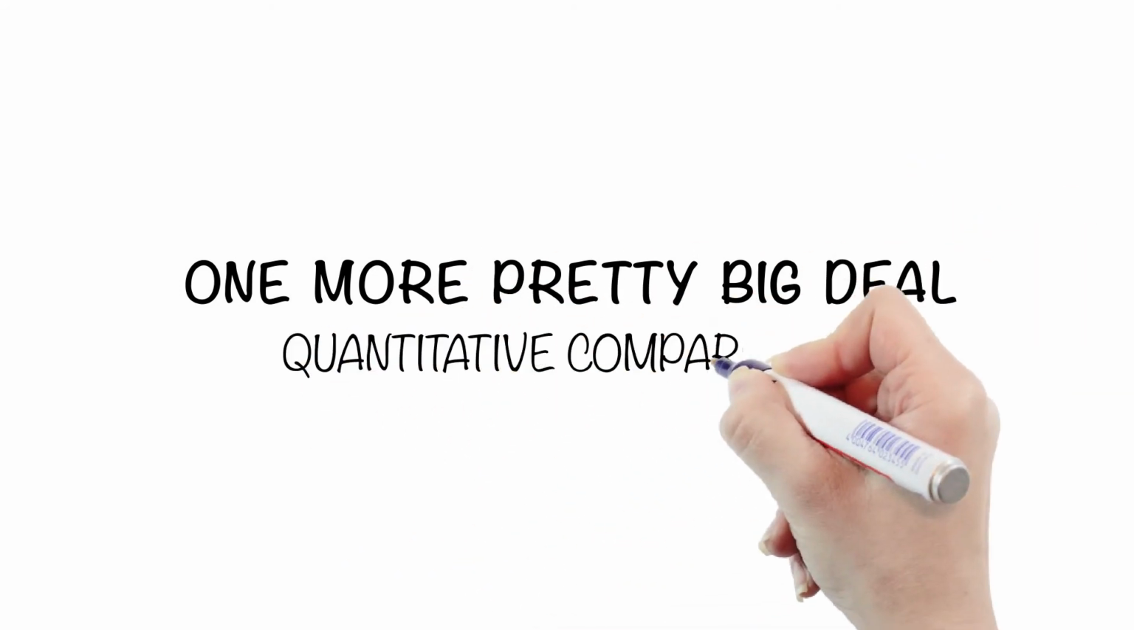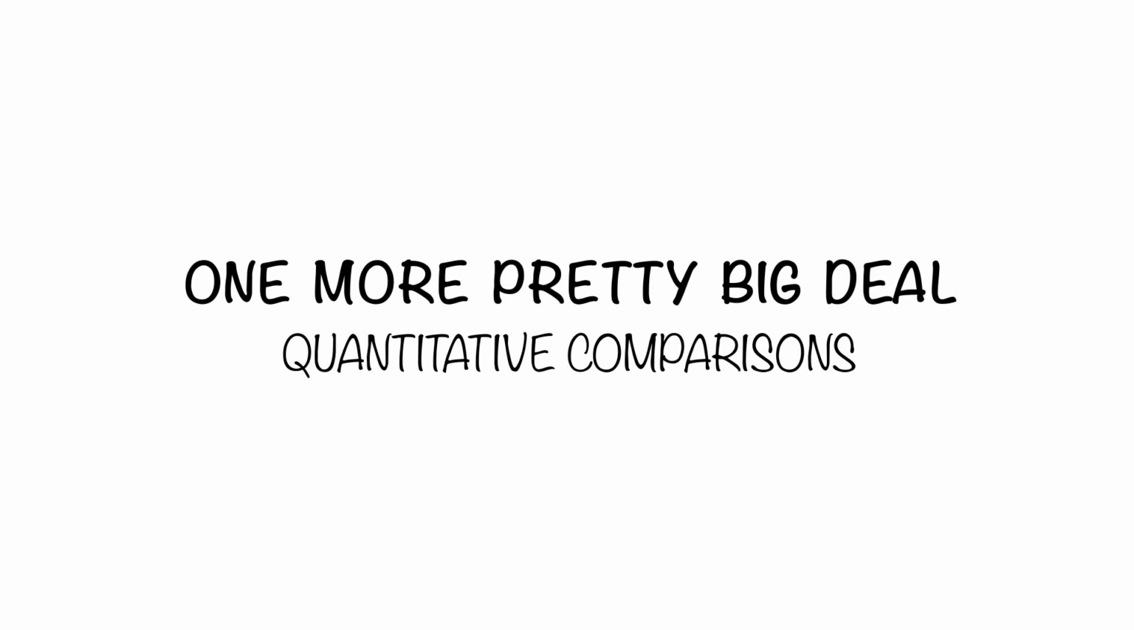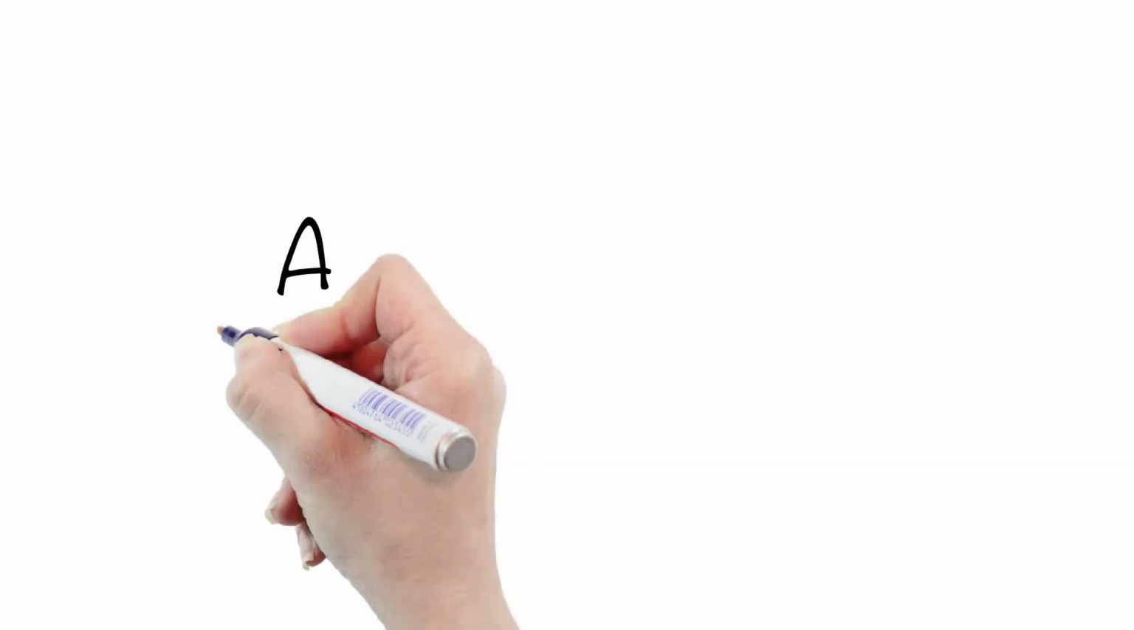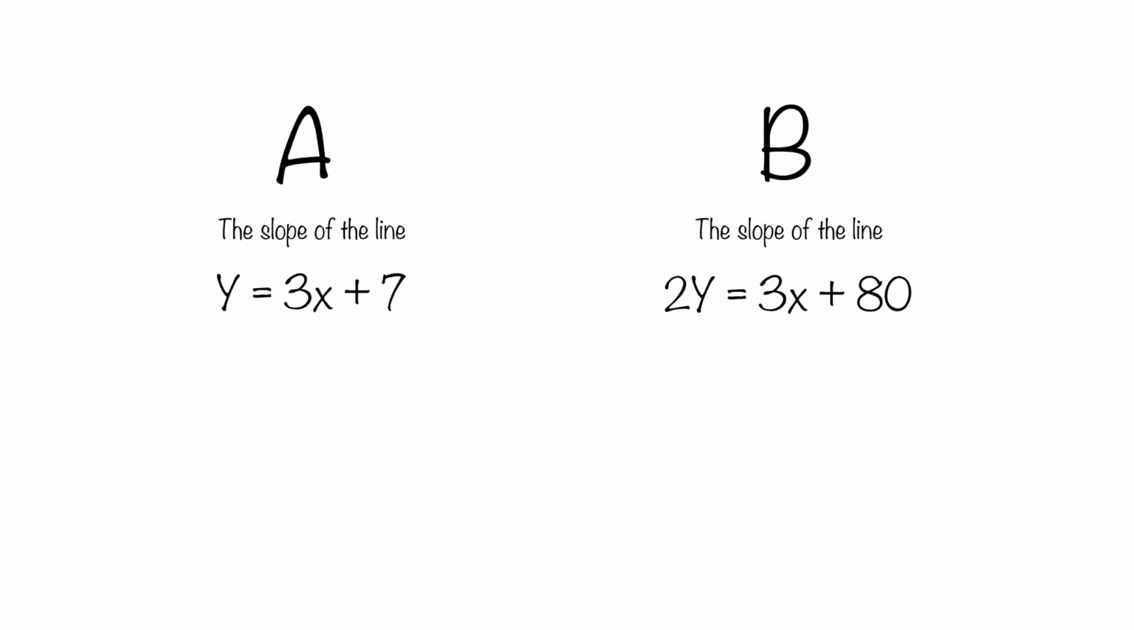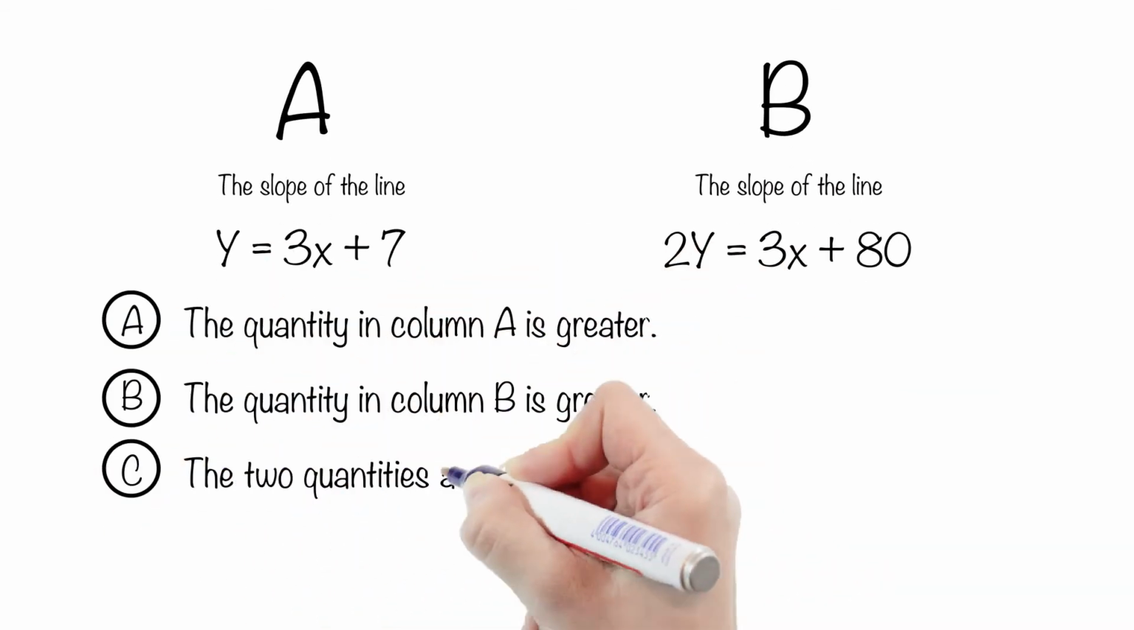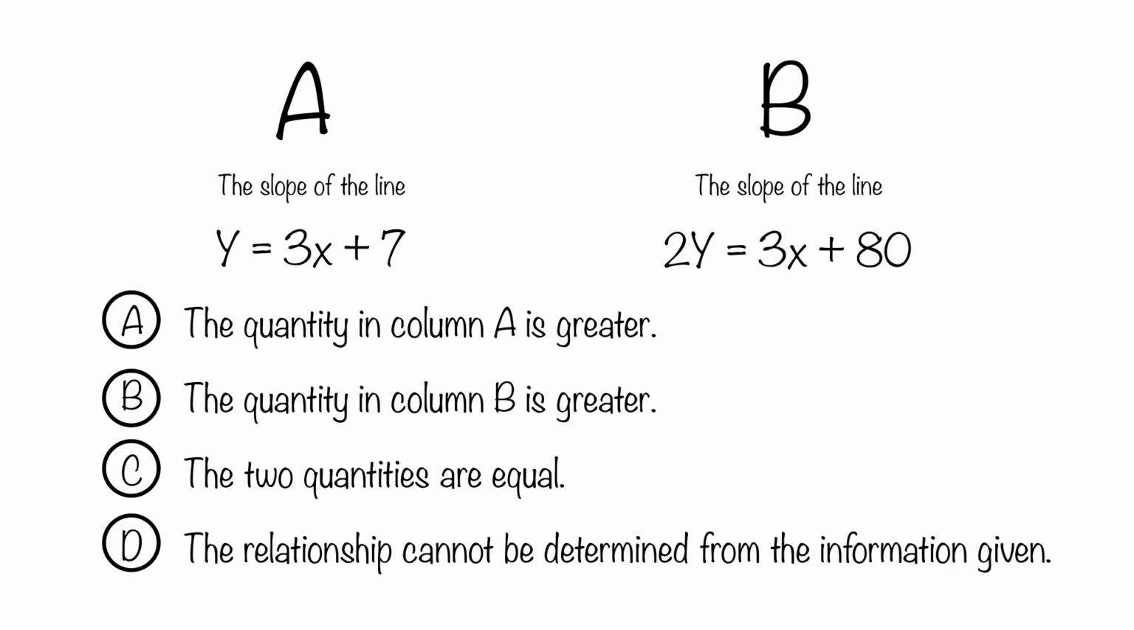In the quantitative reasoning part, there is a kind of problem called quantitative comparisons. In these, they'll give you 2 columns with 2 different answers to a problem. Then you will have 4 choices. Which would you bubble in here?